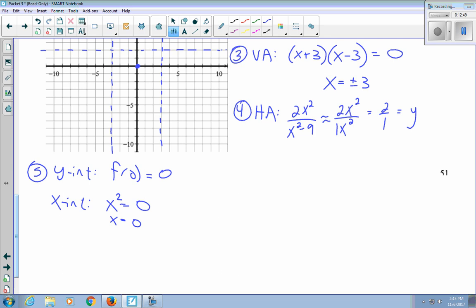And then I need to plot a few more points. I should plot points on either side of my asymptote and between any asymptotes and points that I already have. So, plot some points.